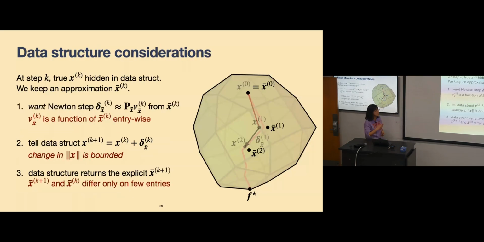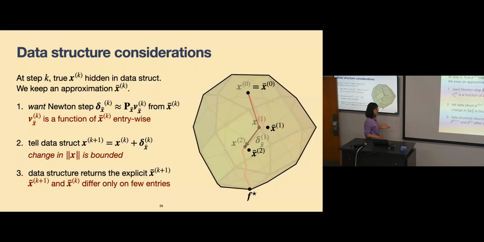Okay, exactly what's going on with this data structure, let's summarize a little bit. First we want to take this Newton step, which involves computing Hessians and gradients at x bar. And luckily, we know that the step direction is going to be a function of x bar entry-wise. So we just know that this direction is a function of x bar entry-wise.